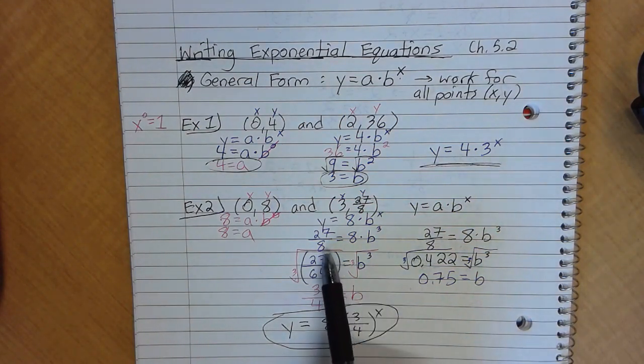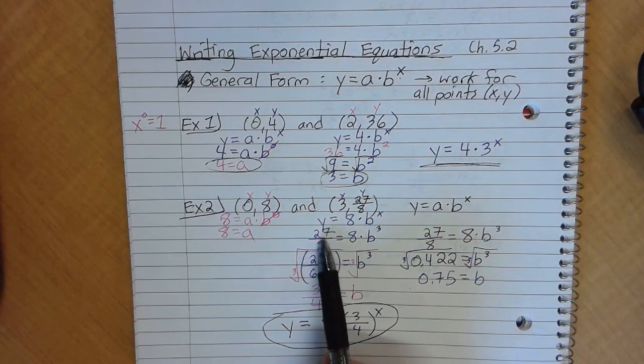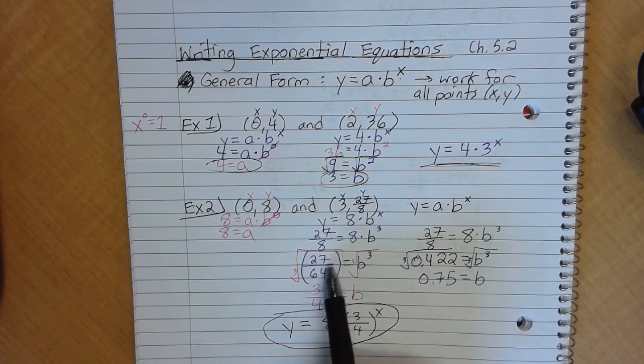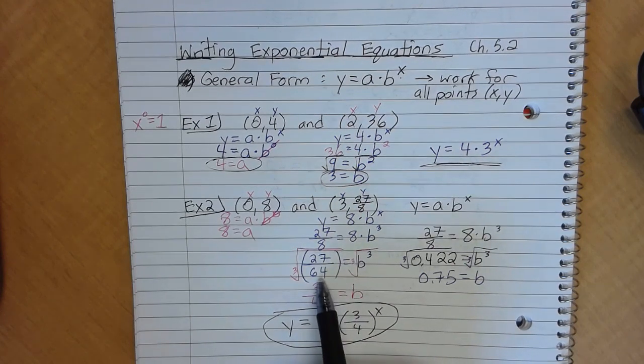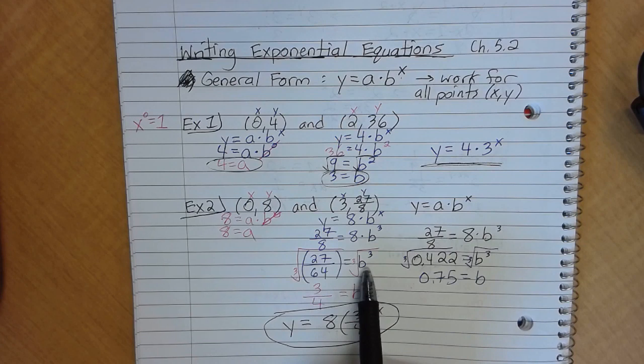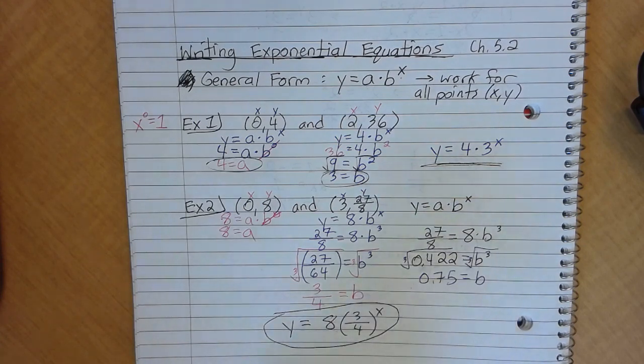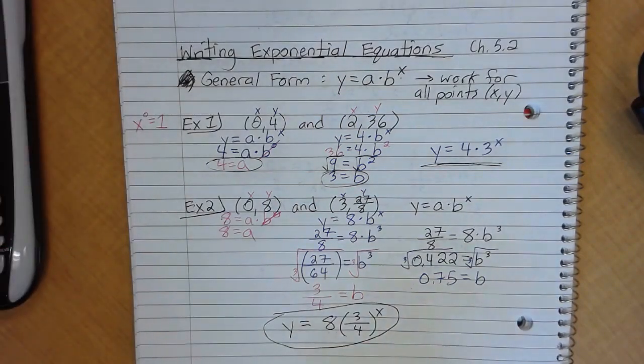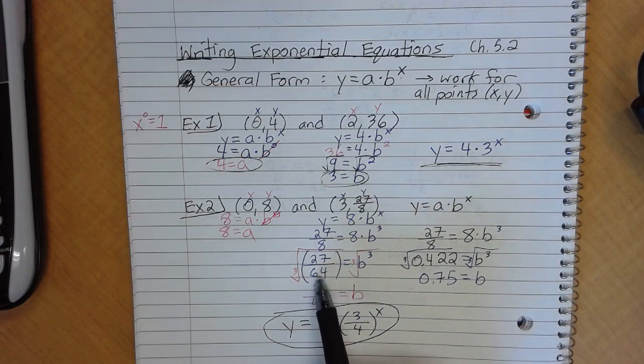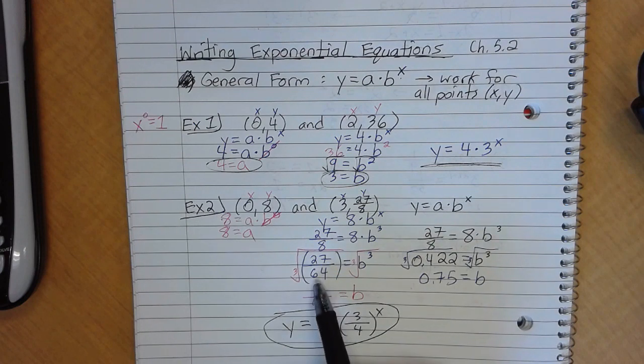Now I can divide by 8. If you do 27/8 divided by 8, that equals 27 over 64, equal to b cubed. Now, if you forget how to do b cubed, I can take the cube root of the top and the bottom if I have a fraction. Cube root of 27 is 3. Cube root of 64 is 4. Well, that's my answer right there.